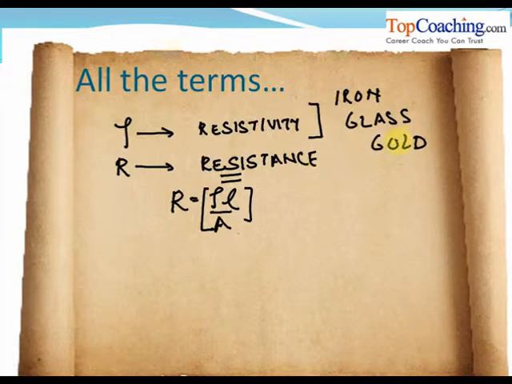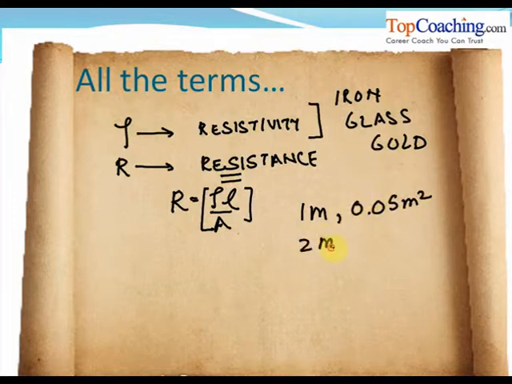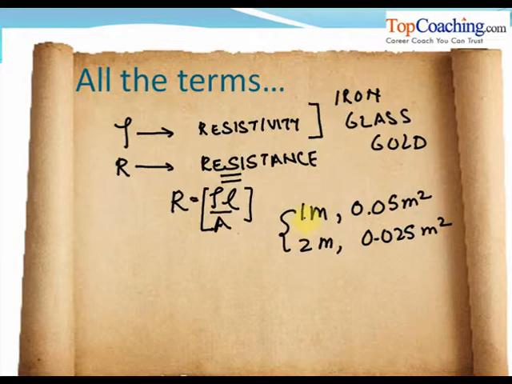So all bars of gold will have the same resistivity, but they will have a different resistance. If you take 1 meter of gold, which has an area of cross section of say 0.05 meters square, and if you take 2 meters of gold, which has say 0.025 meters square of cross sectional area, in that case both these bars of gold will have the same resistivity, because resistivity is a property of the material. However, both these bars of gold will have different resistance, because resistance also depends on the length of the material and the area of cross section of the material.